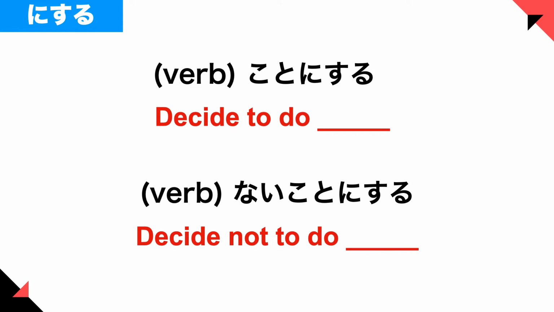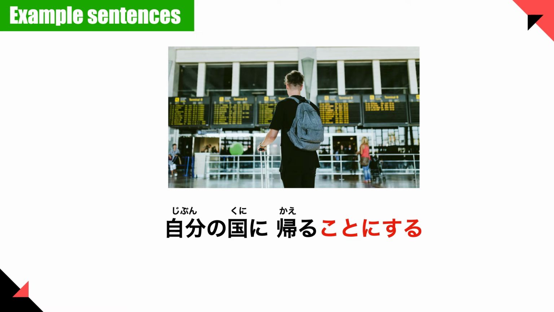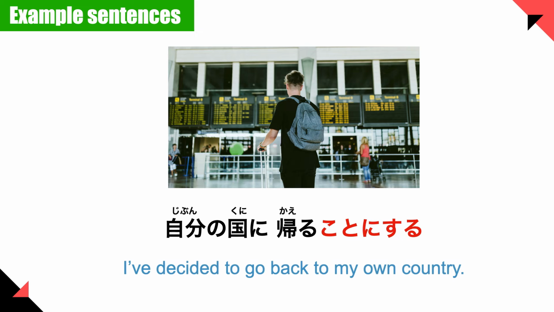Right, so let's look at more example sentences with ことにする and ないことにする. 自分の国に帰ることにする。 That means I decided to go back to my own country. Right, 自分 that means myself. 国 that means country. So 自分の国 that means my own country. 帰る that means to go home, go back. ことにする that means decided on. So I've decided to go back to my own country.